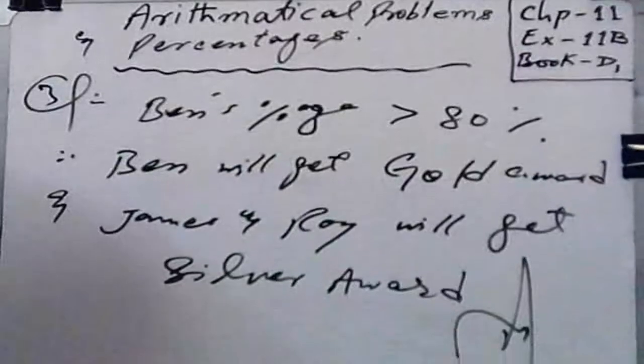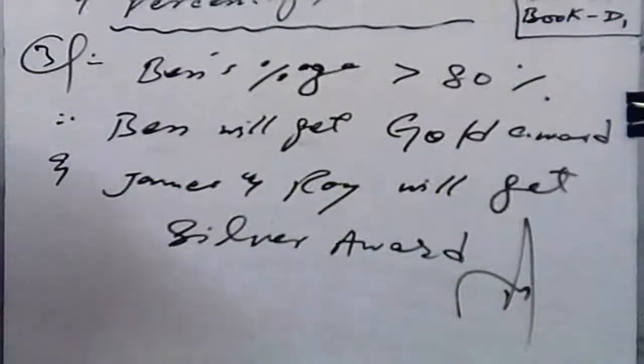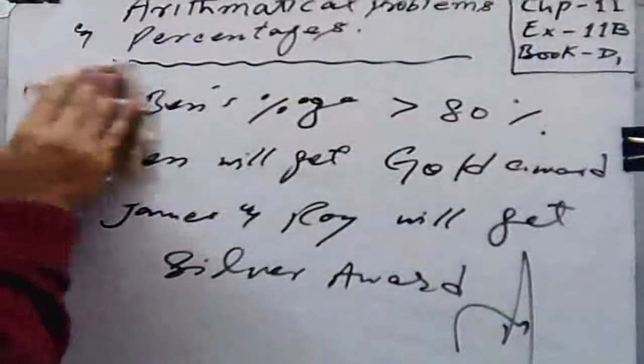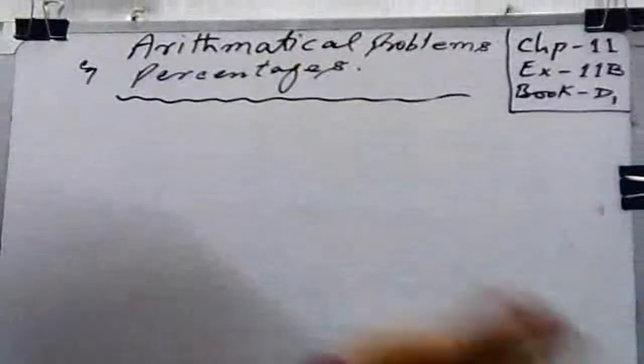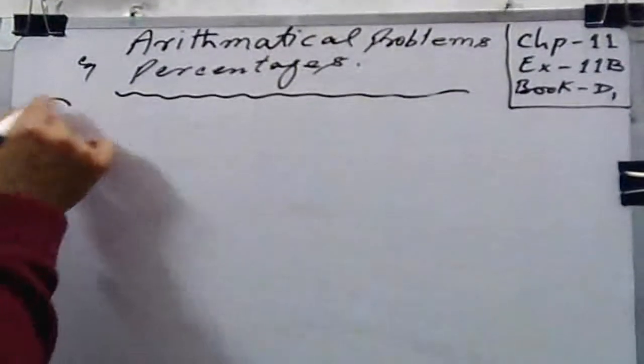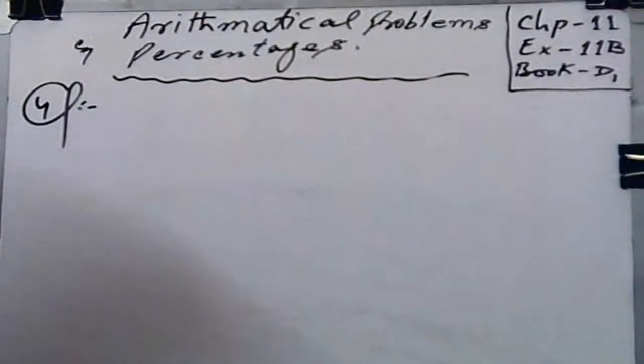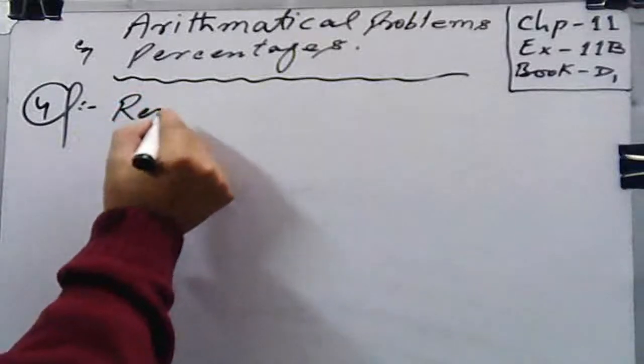Now coming to question number 4. Read the statement in your textbook. Belly reads 150 pages of a novel on Friday and 40% of the remaining pages on Sunday. If there are 600 pages in the novel, what percentage of the book remains to be read? Okay, so first of all, the remaining pages.